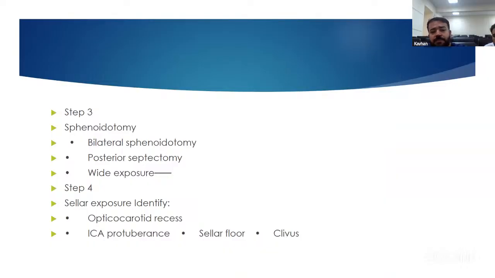Step 3 is the sphenoidotomy. Basically, we are doing a bilateral sphenoidotomy. In some cases, we can do a posterior septectomy as well, at the upper level of the septum, to have a good approach for tumor excision with wide exposure. And the sellar exposure is identified, which is very important.